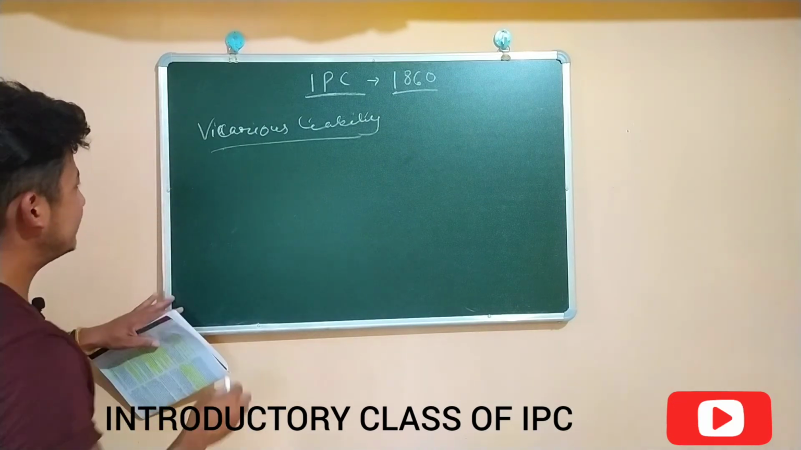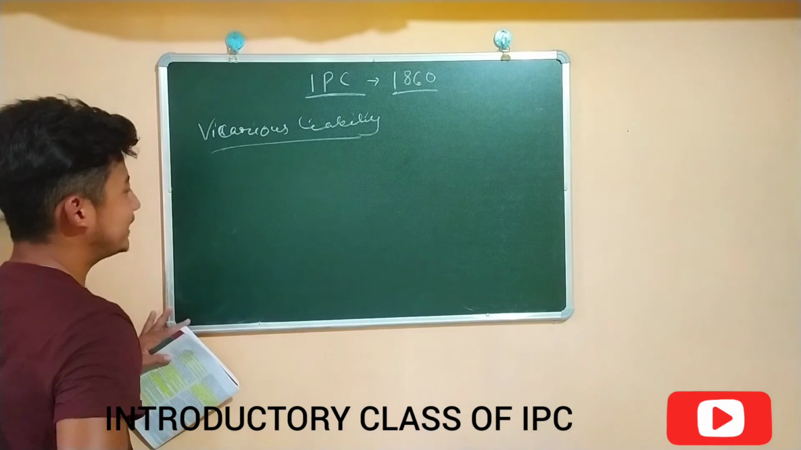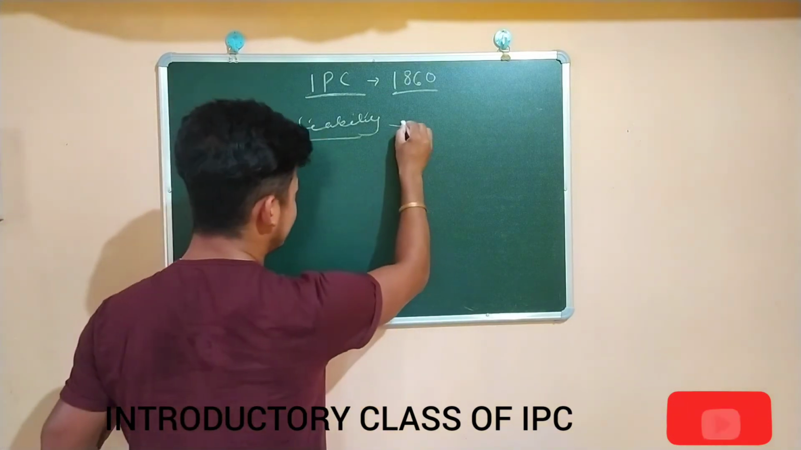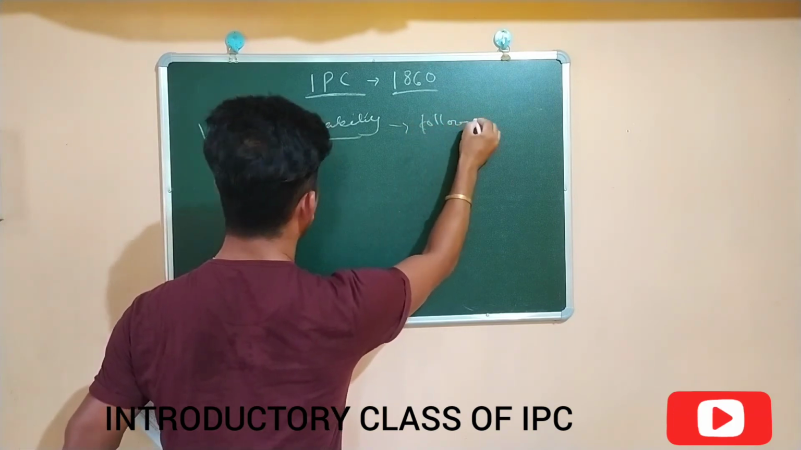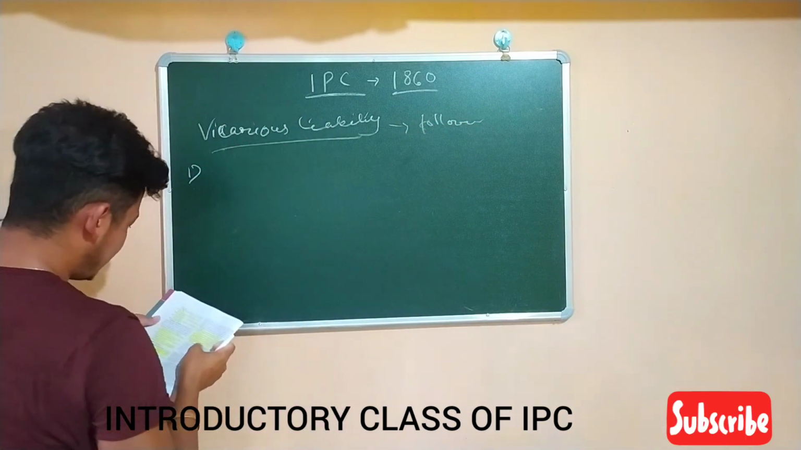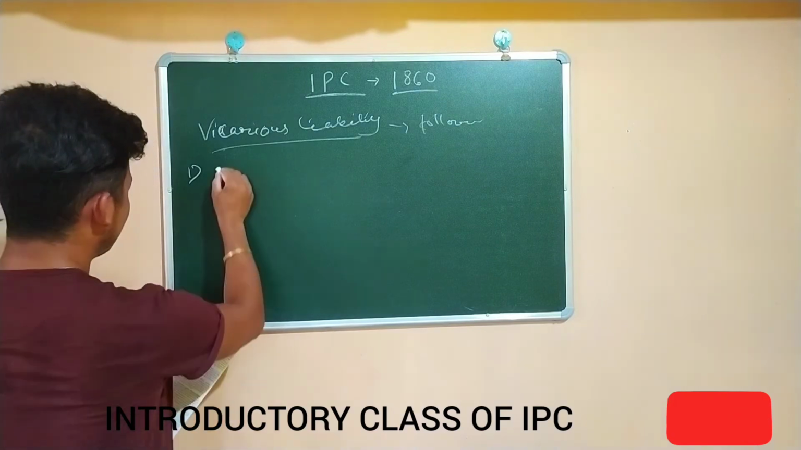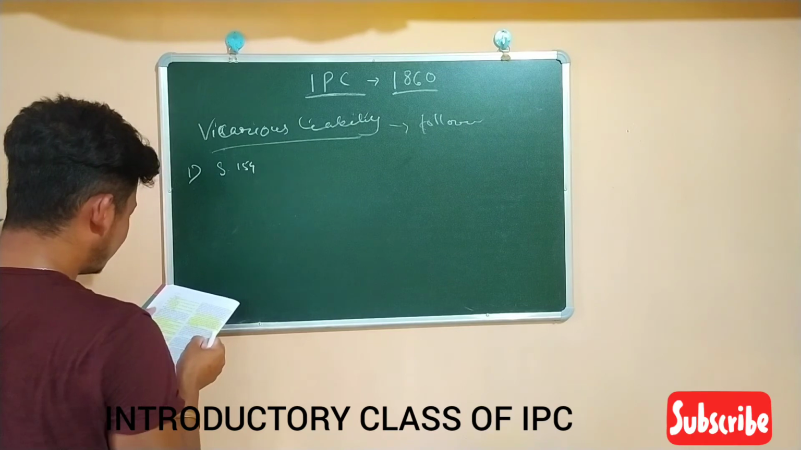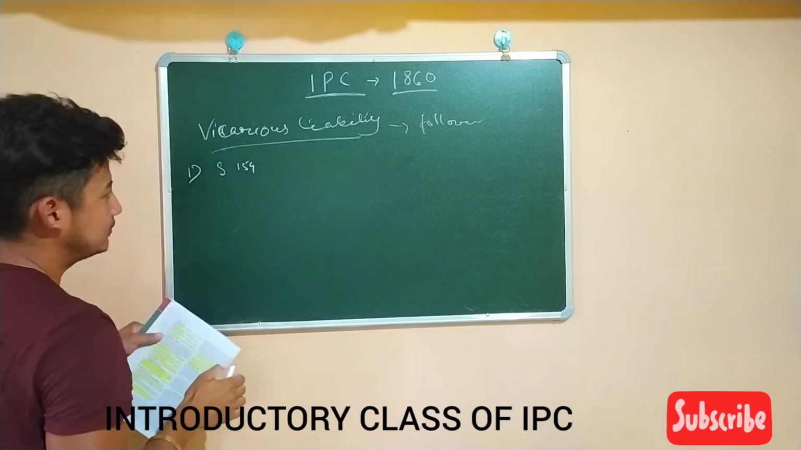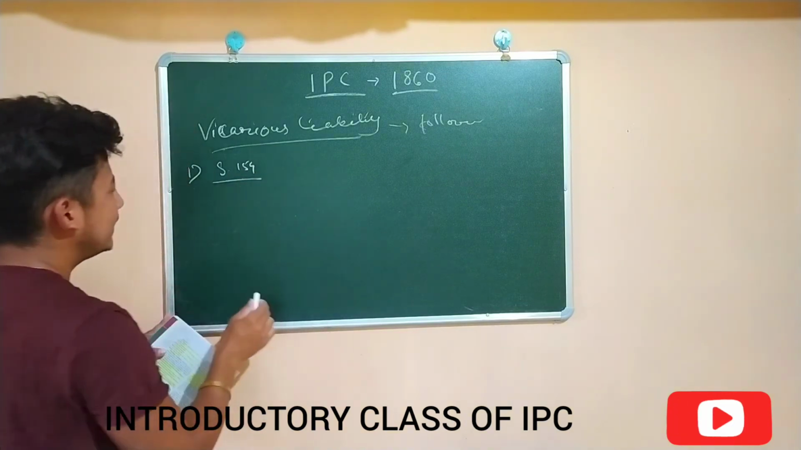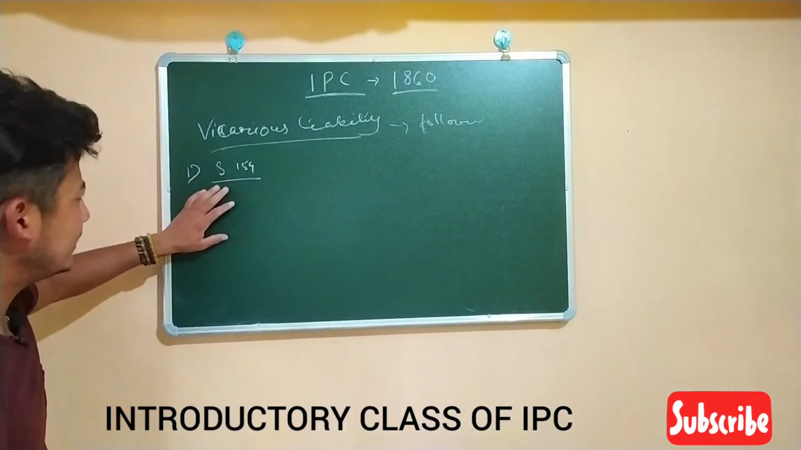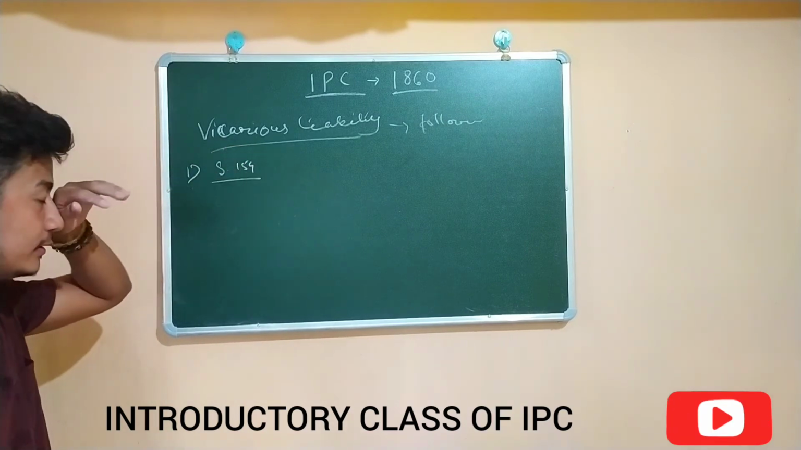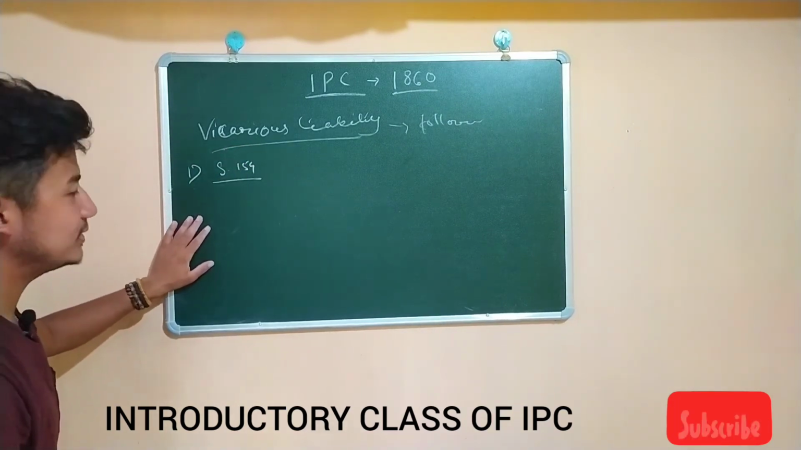Under IPC there are certain sections which provide for vicarious liability. So the concept of vicarious liability we find in IPC in the following sections. Section 154: owner or occupier of the land in which the unlawful assembly is held. I will not write it down, you just write it down in your copy. It will be a notebook, and you can see it after this video.